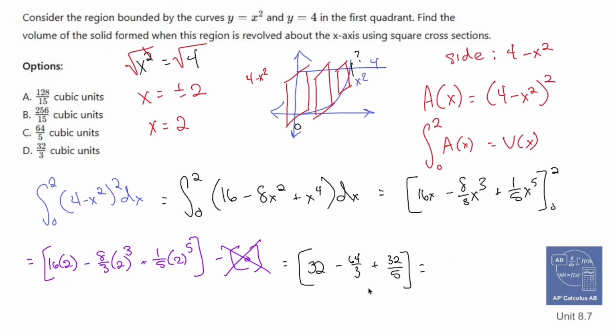So I have 3 fractions in here. Common denominator is going to be 15. So multiplying 32 by 15 is going to get you 480 over 15. Multiplying 32 over 5 by 3 is going to be 96 over 15. And multiplying 64 over 3 by 5 is going to be 320 over 15.